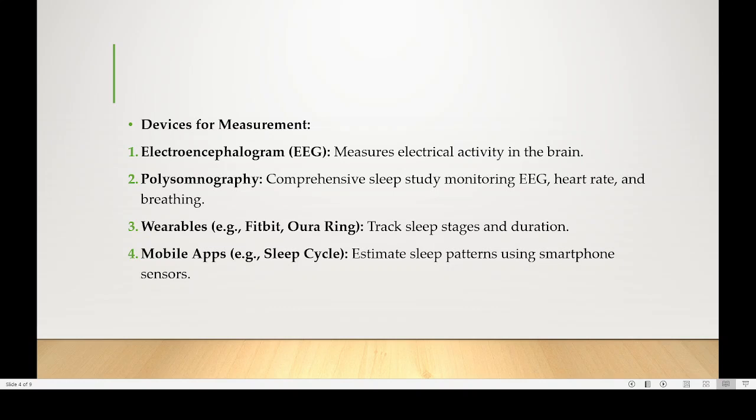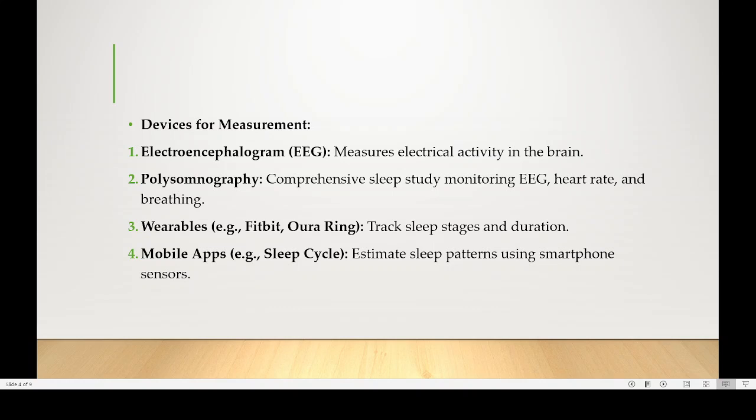So using such devices, here you can see a picture showing it. See, the brain waves will be studied, blood pressure will be studied, and also the heart rate will be studied. So three activities are simultaneously measured. The person is also sleeping.